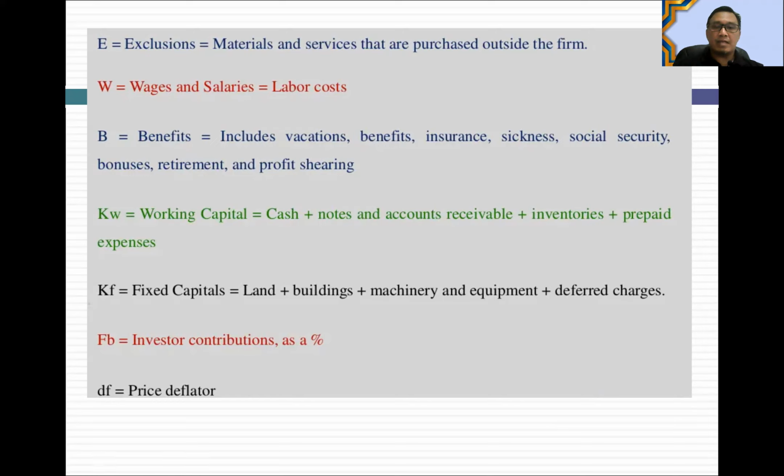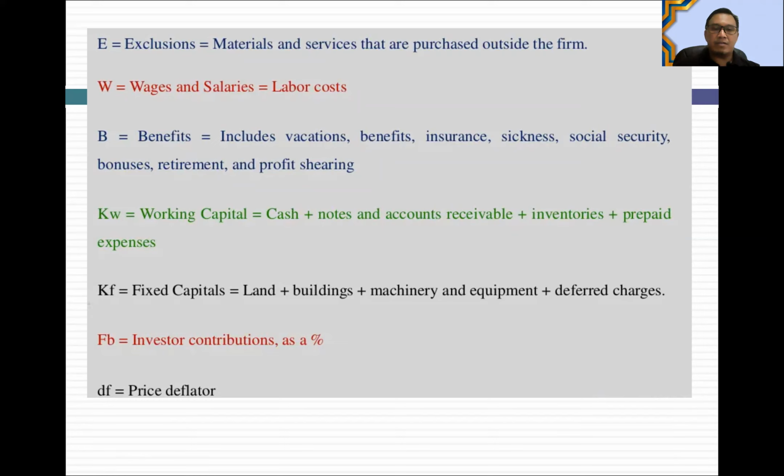Working capital may include cash and notes, accounts receivable, which are like invoices received from the vendor or supplier, as well as inventories, prepaid expenses, and something like that. So all of these are examples of working capital. And KF is fixed capital. It may include land, buildings, machinery and equipment, as well as deferred charges.